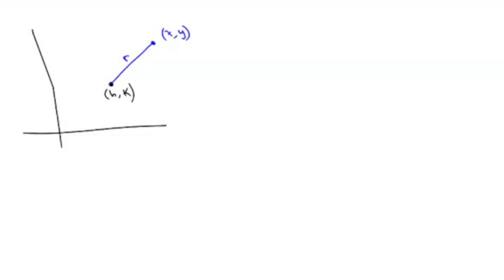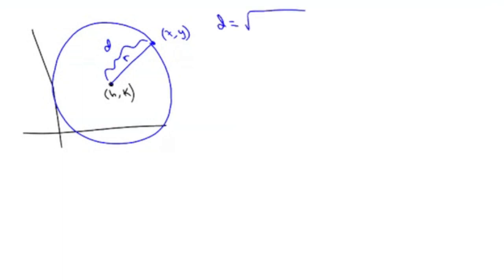So we're going to generate, let's see if I can draw it decently, a circle around HK. So if this is the generation of the circle, and we're wrapping this radius around generating all these possible XYs, then all we have to do is use the distance formula between XY and HK. The distance formula says distance is equal to the square root of the change in X squared plus the change in Y squared.